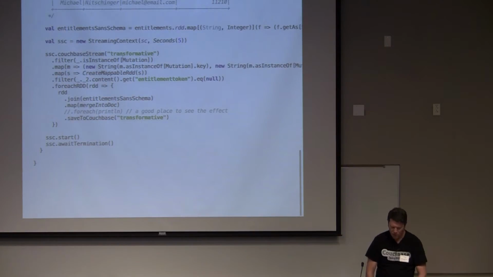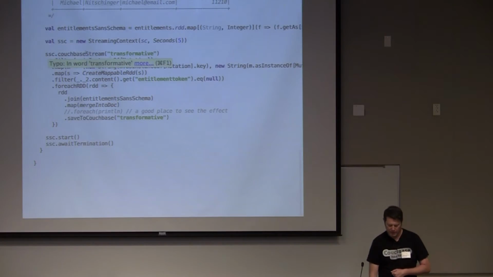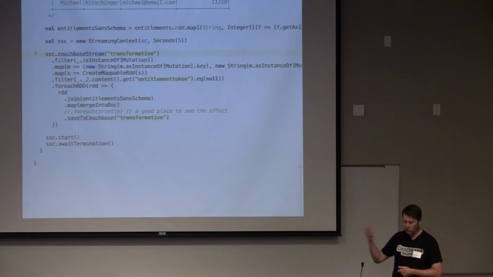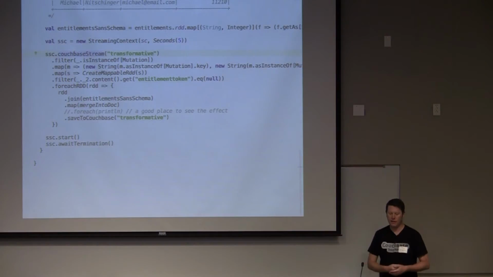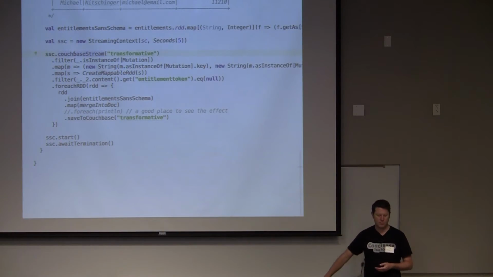We'll start from the streaming side. So really what you're seeing in this particular case is I'm creating a stream. The stream is called transformative, because that's the name of the bucket that I'm retrieving things from. And then I'm creating a filter on it. The filter basically says, I only want to see things that are mutations, because there are some other control messages that might come over a stream. So let's filter out only the things that are mutations.